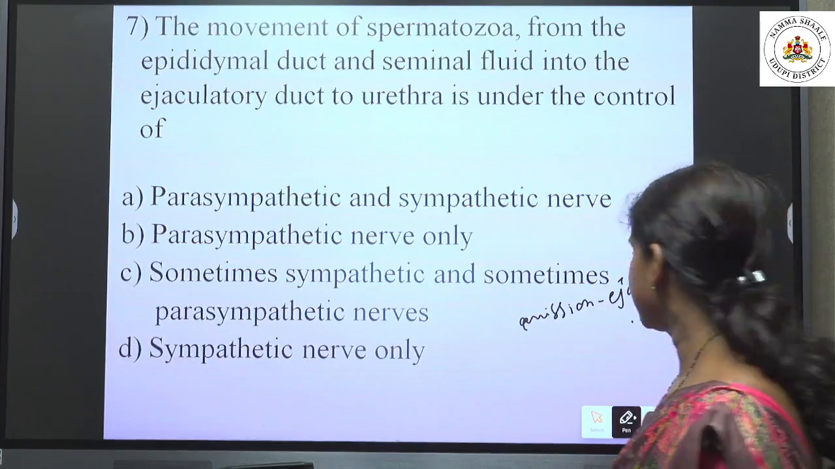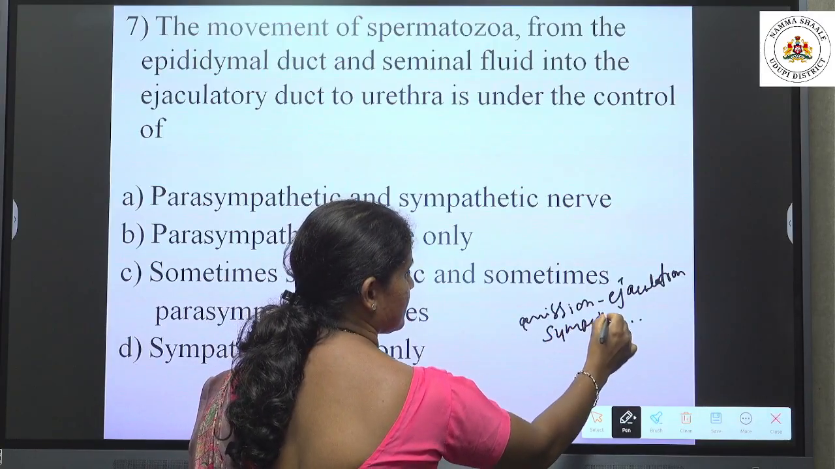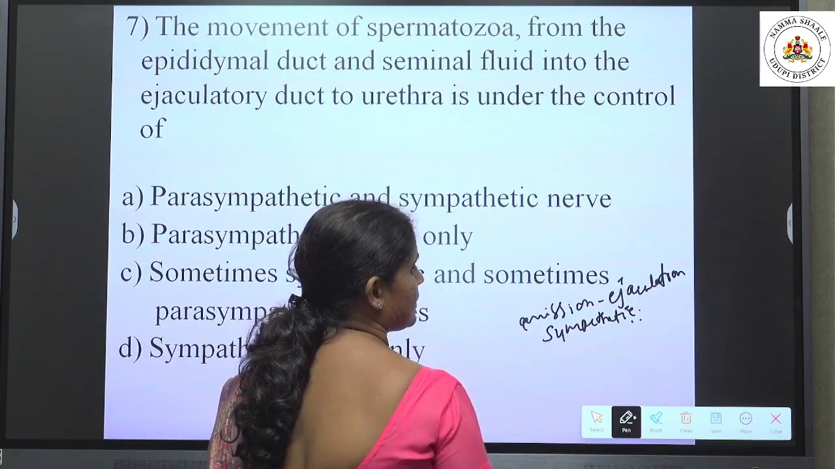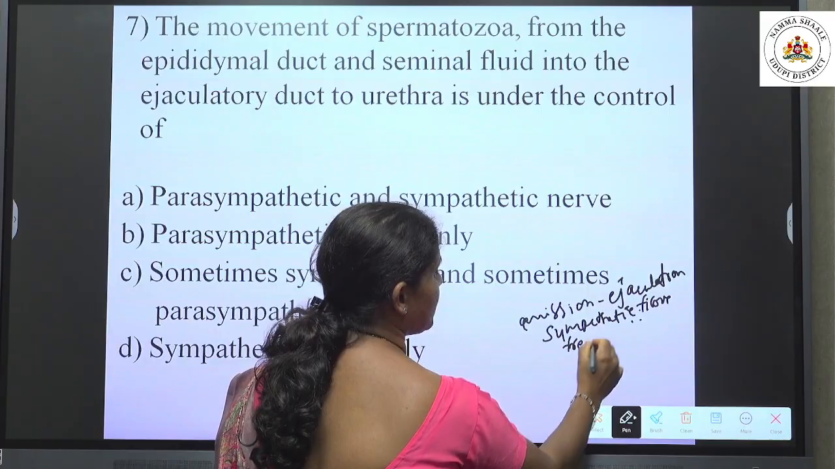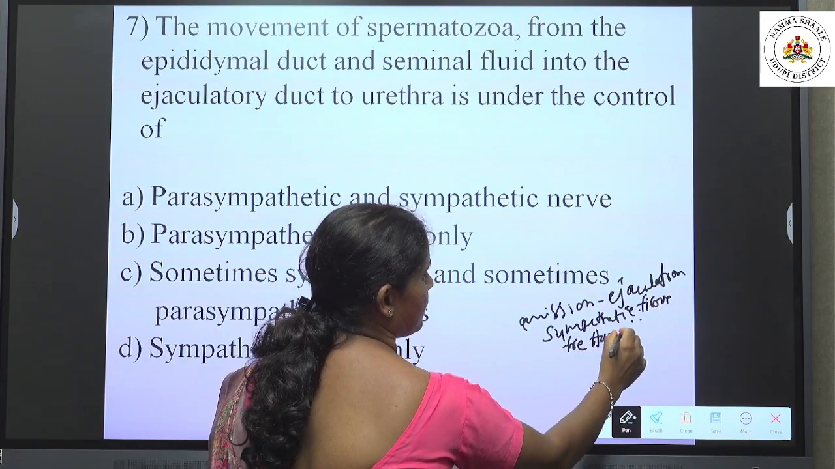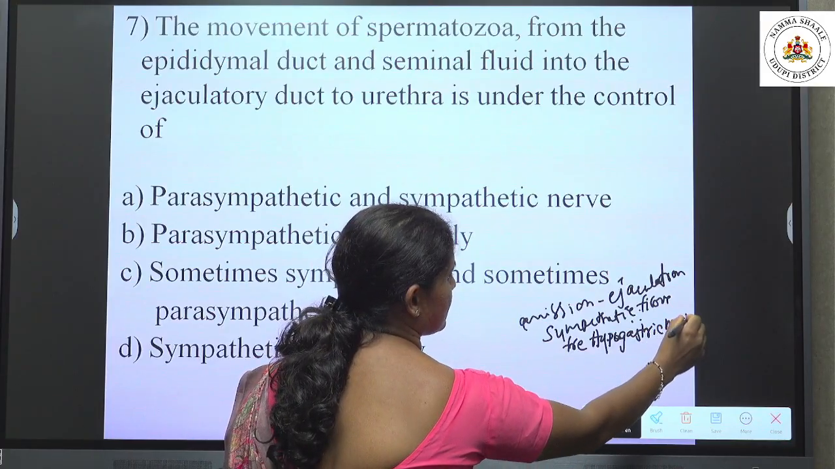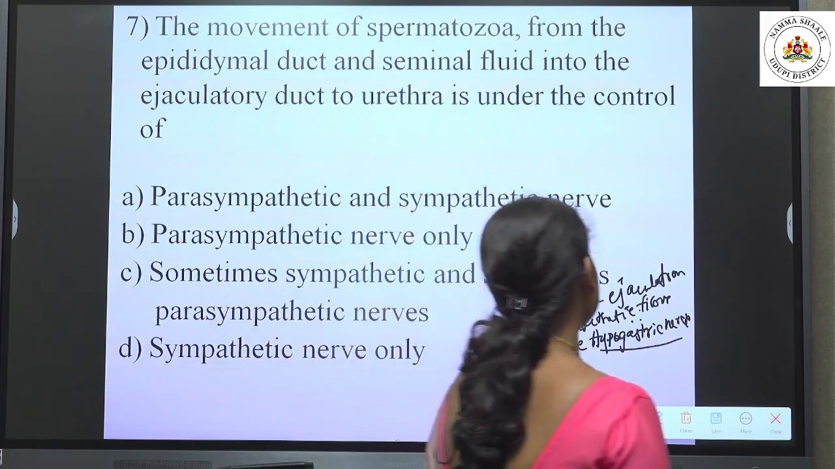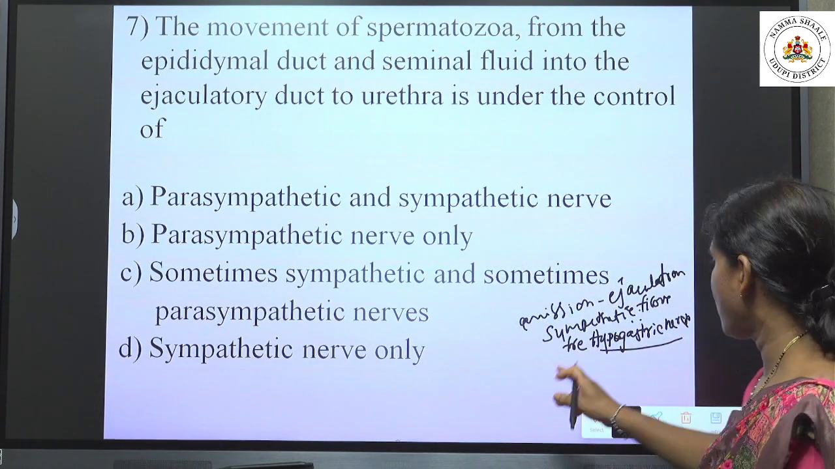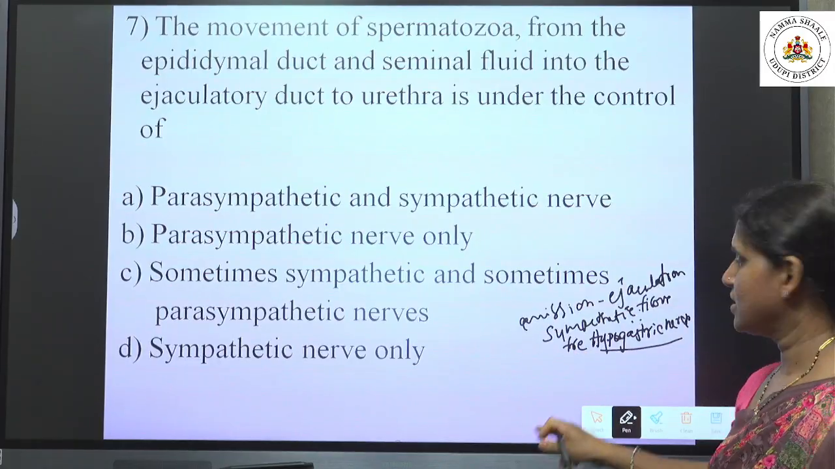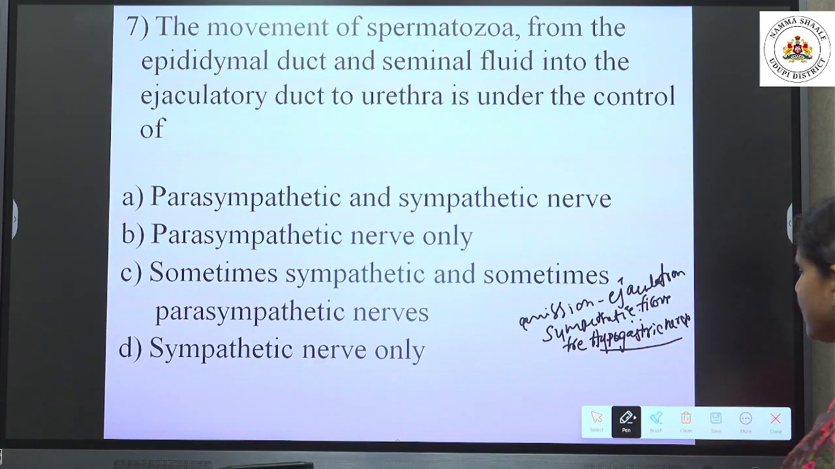the sympathetic fiber, mainly from the hypogastric nerve. So this mainly helps in the contraction and the relaxation of bladders or the glands. So that is the hypogastric nerve, mainly from sympathetic nerve fiber.